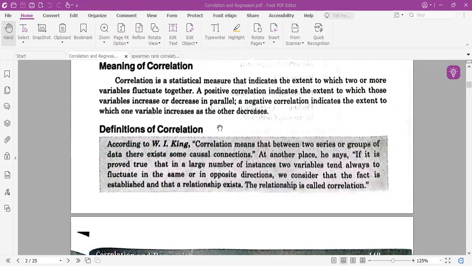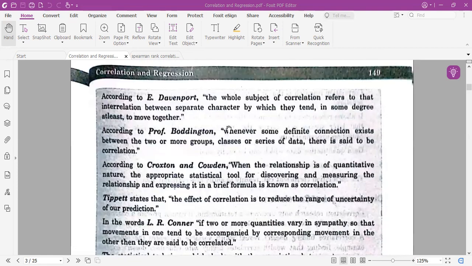So different statisticians have given different meanings for this correlation. So these are some of the definitions given by the statisticians. According to E. Davenport, the whole subject of correlation refers to interrelation or interrelationship between separate characters by which they tend in some direction at least to move together. So he's trying to explain the interrelationship between the two variables. That interrelationship is based upon how the values are moving in a particular direction. So based on that you have some sort of a relationship. So that relationship is actually called correlation.